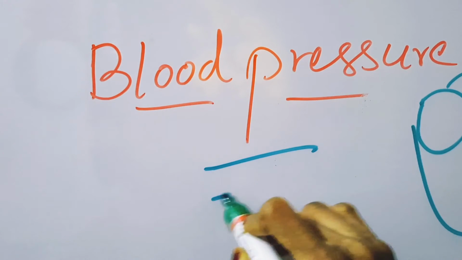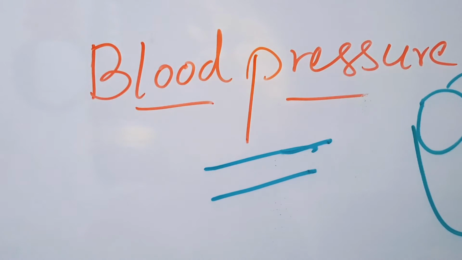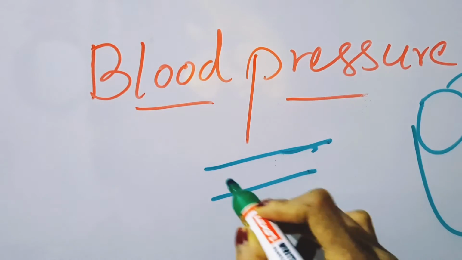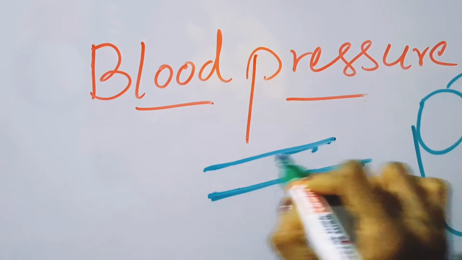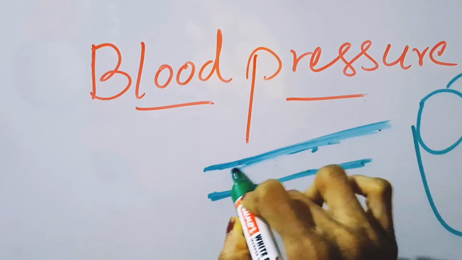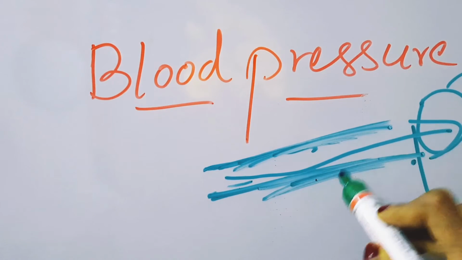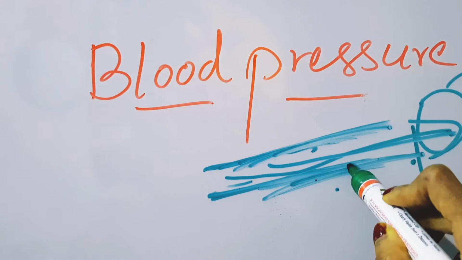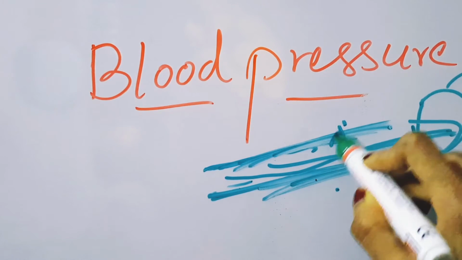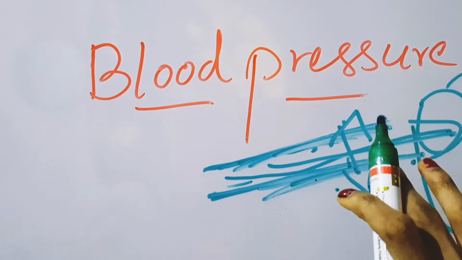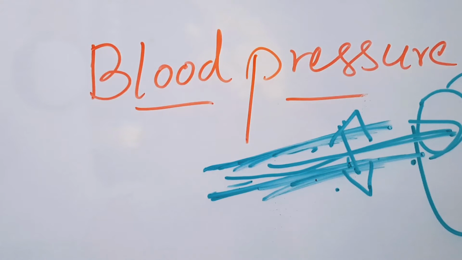Suppose this is an artery, the pulmonary artery. We have so many arteries which supply blood to all parts of the body. If this is the heart and this is the artery, this is the wall of the artery, and blood will be carried like this. So a certain pressure should be there in the wall of the artery.